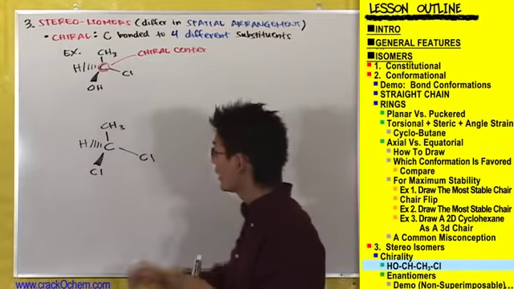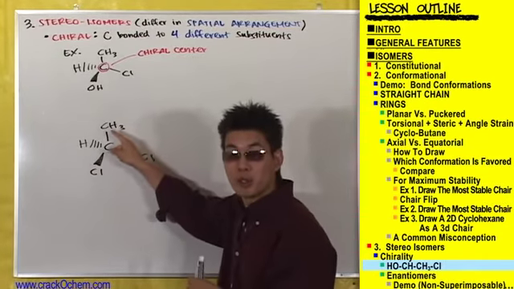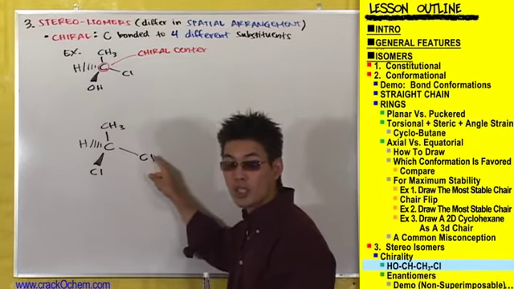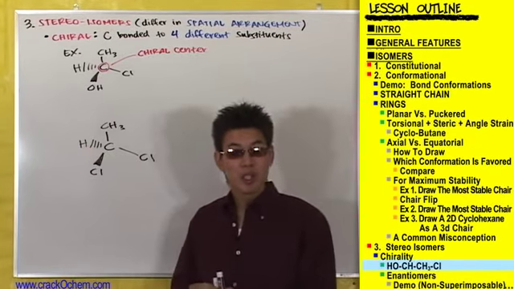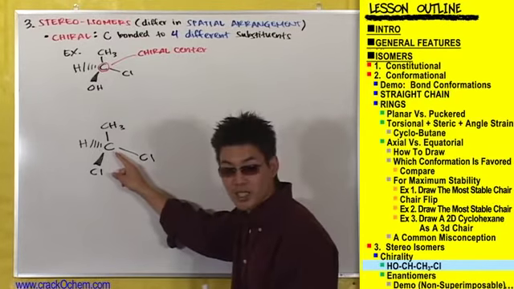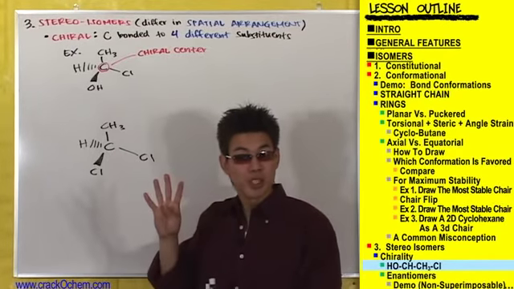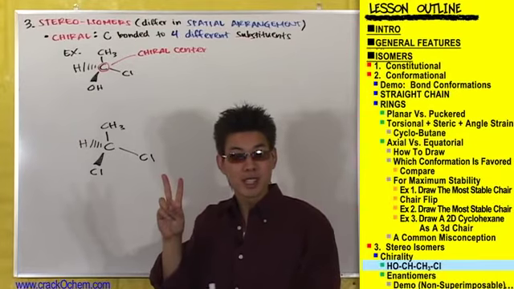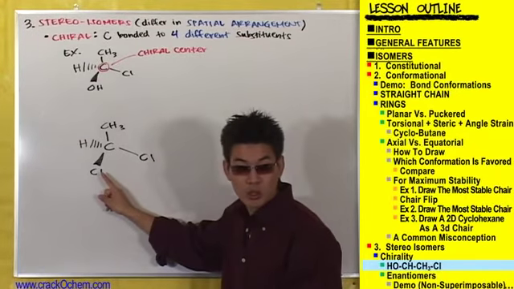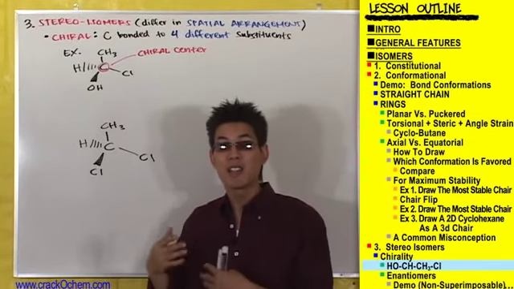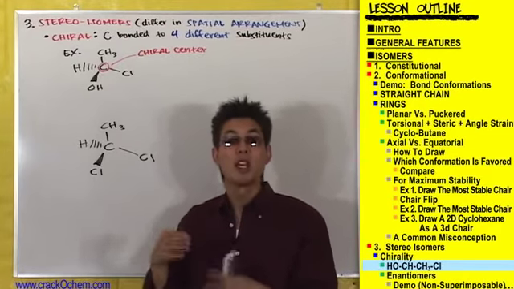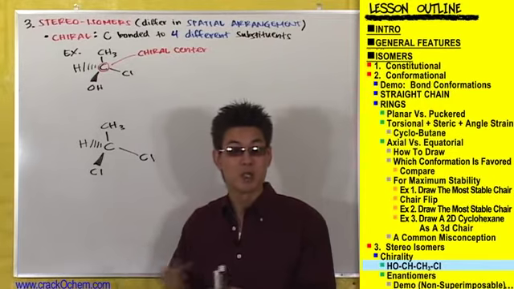Okay, so this compound's got a carbon in the center, bonded to a CH3, a chlorine, another chlorine, and a hydrogen. If you look at this compound, you'll notice that this carbon in the center is surrounded by 4 substituents, but 2 of them are the same, this chlorine and this chlorine. And so we'd say that this compound is achiral. It doesn't have a chiral center. It doesn't have a carbon surrounded by 4 different substituents.